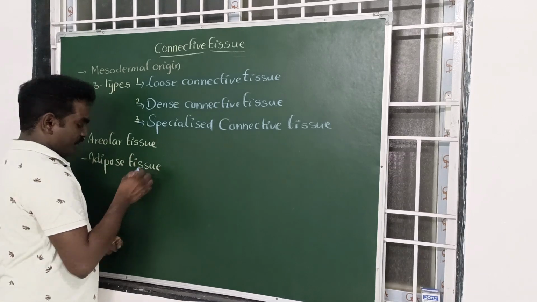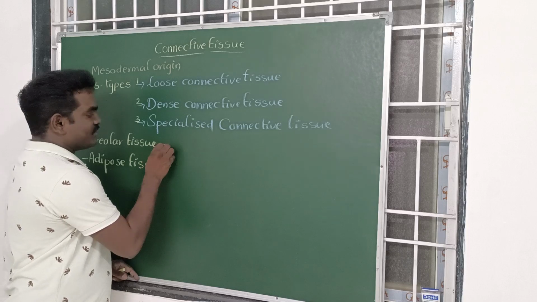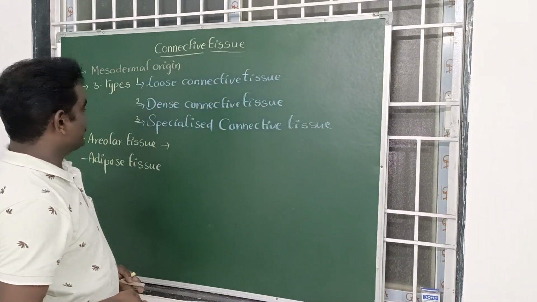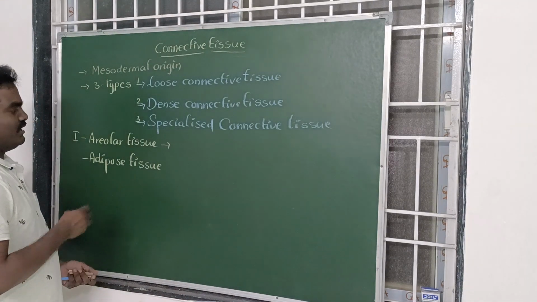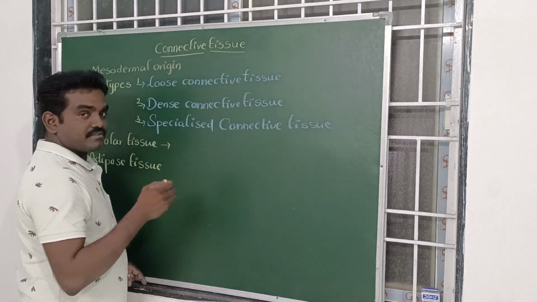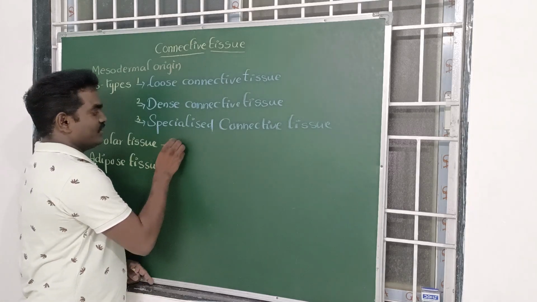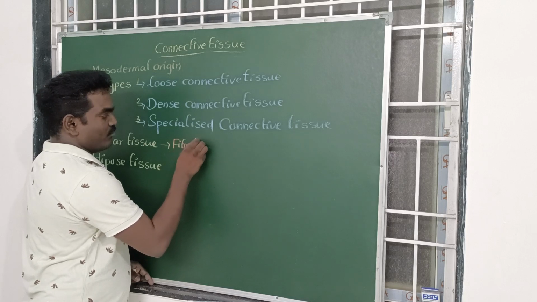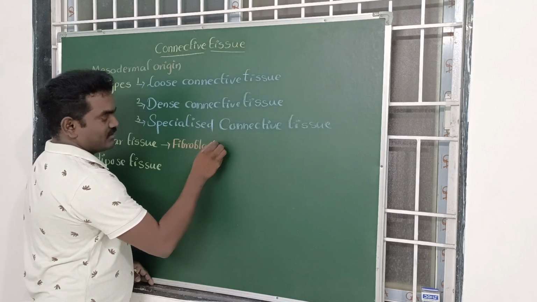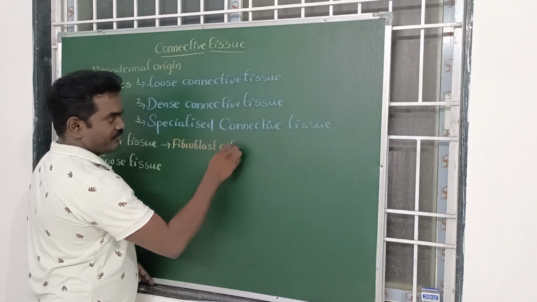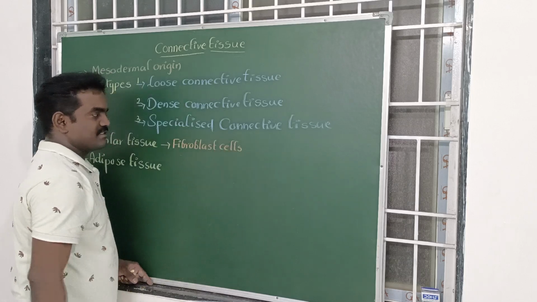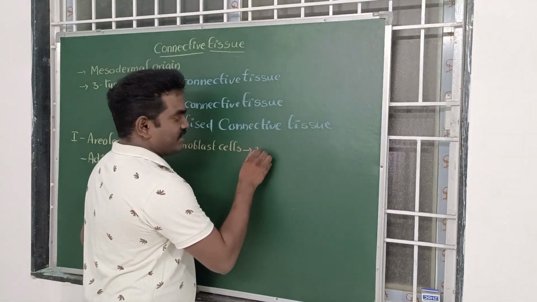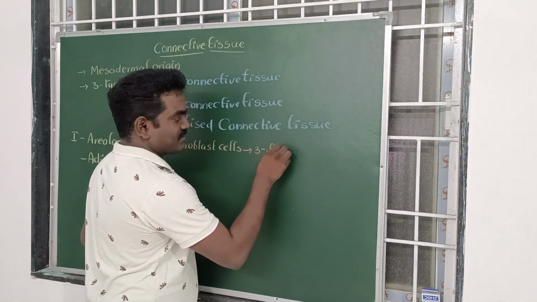In this areolar connective tissue, what are the cells that we are going to find? What are the cells that we have to notice under loose connective tissue or areolar connective tissue? In areolar connective tissue, there are five types of cells. First one, fibroblast cells.